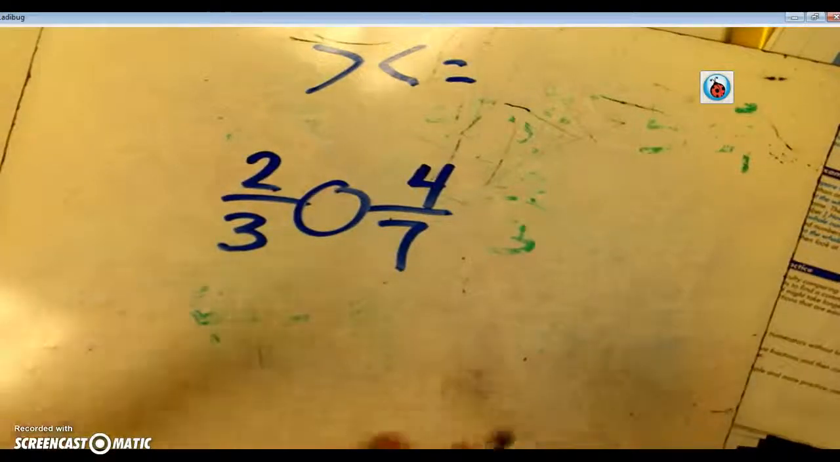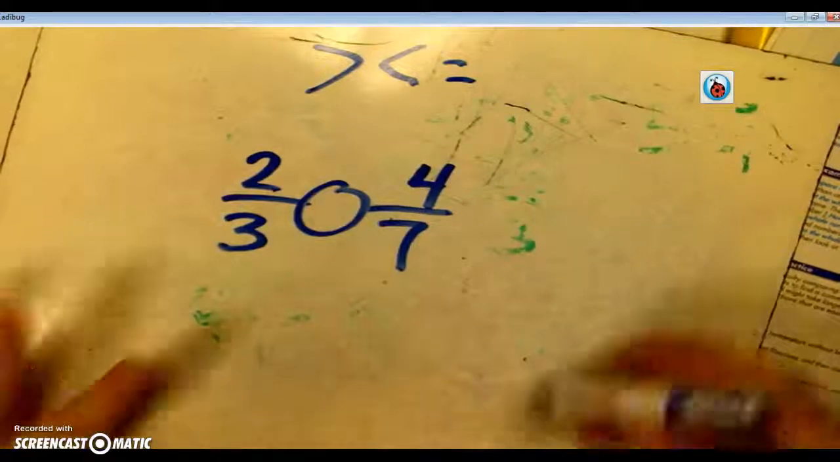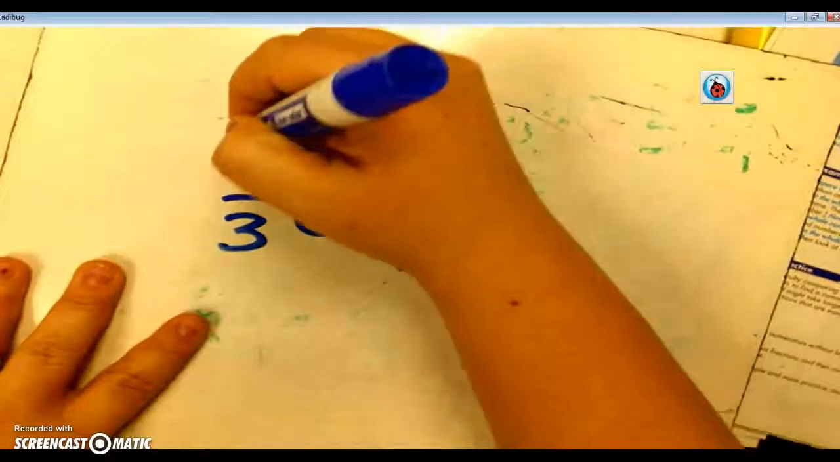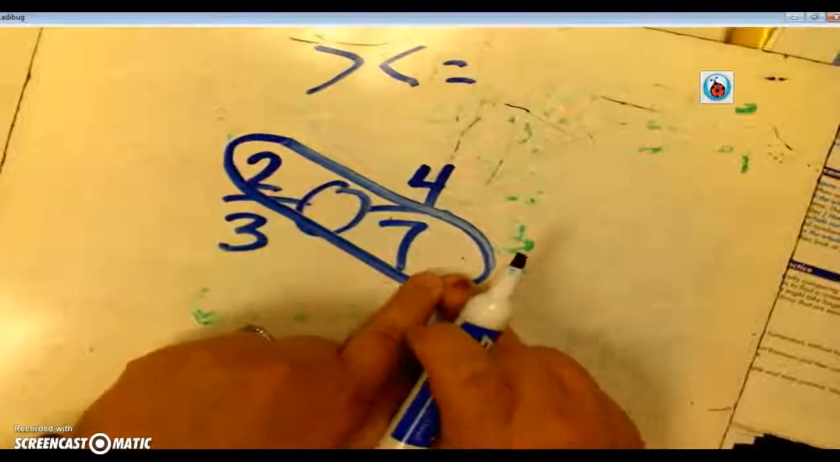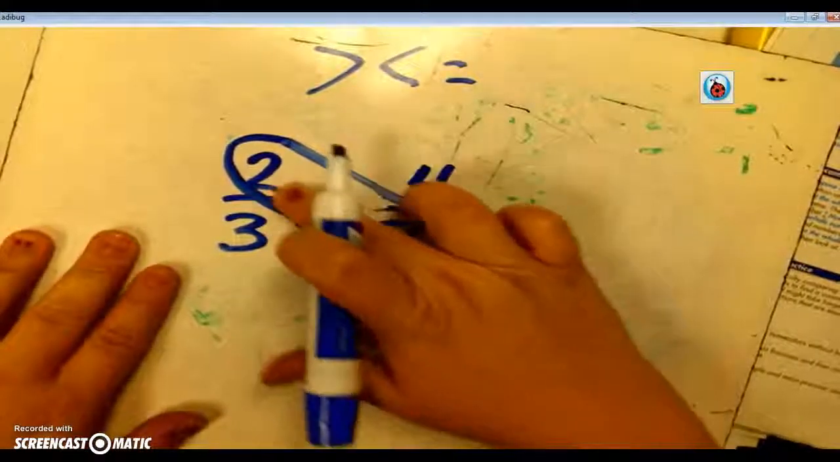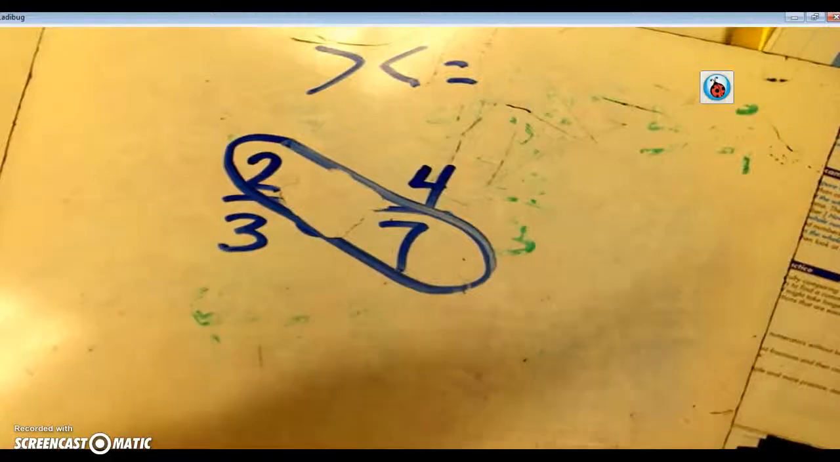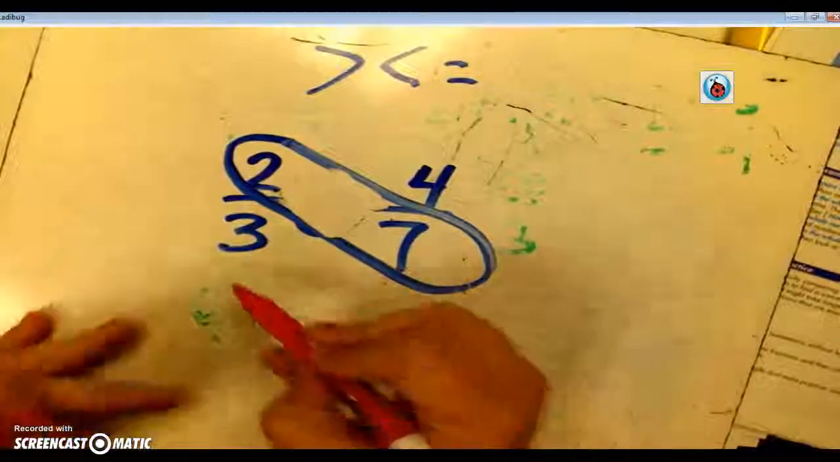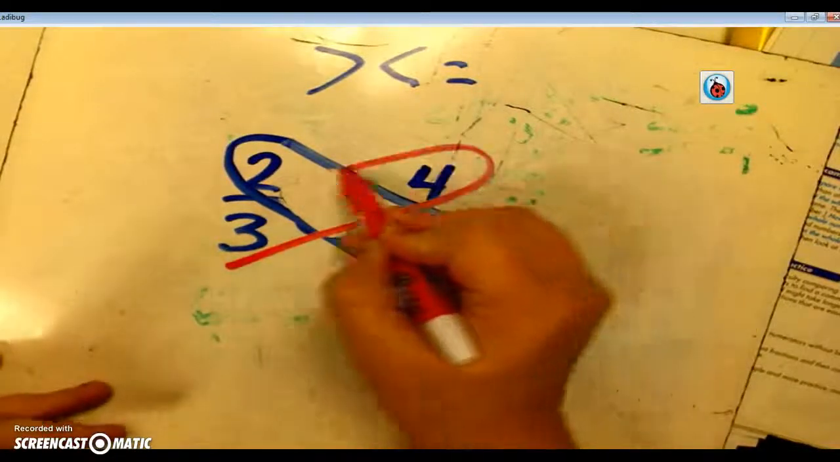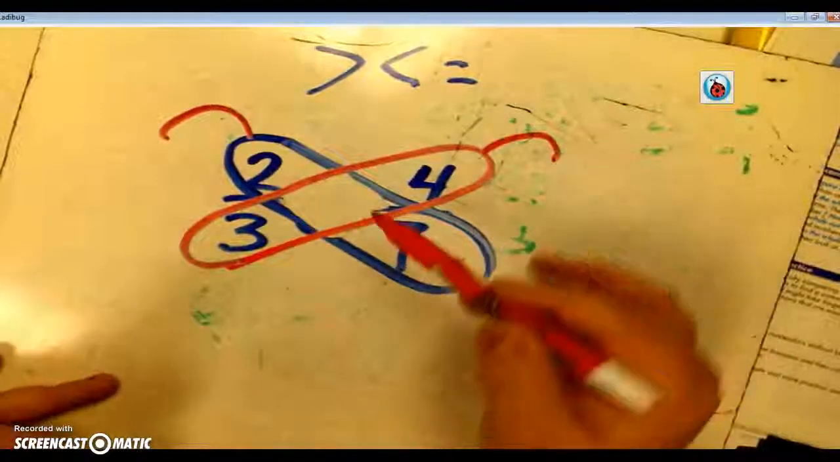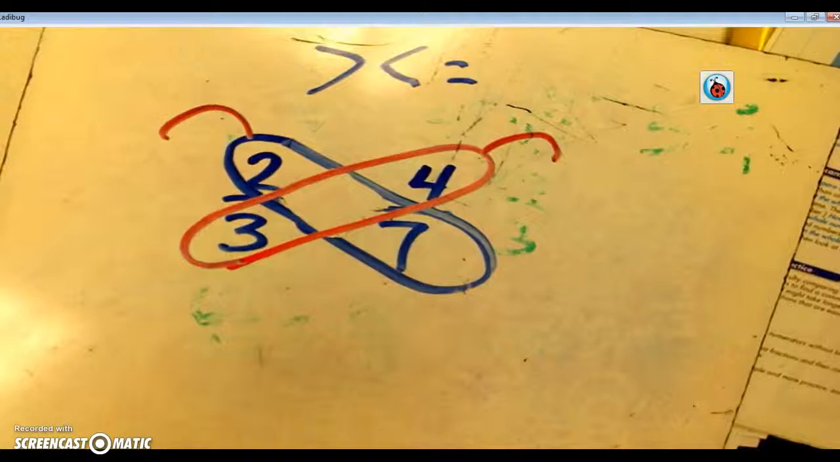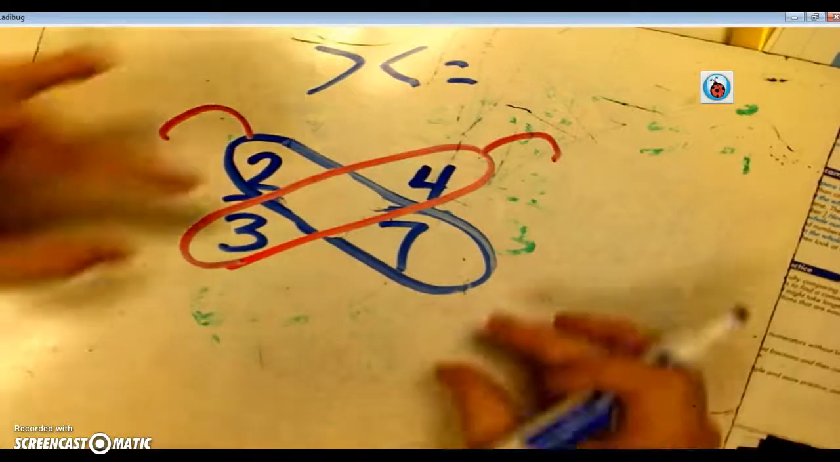Okay, I can quickly compare two fractions using the butterfly method. The butterfly method is where we take the numerator of the left and the denominator of the right and circle them. Then we take the denominator of the left and the numerator of the right. You can draw the pretty little antennas if you want to. Okay? And I have to multiply those two sets of numbers.